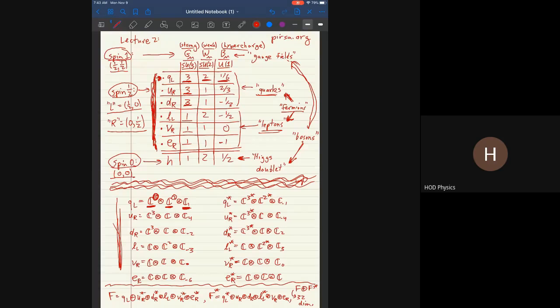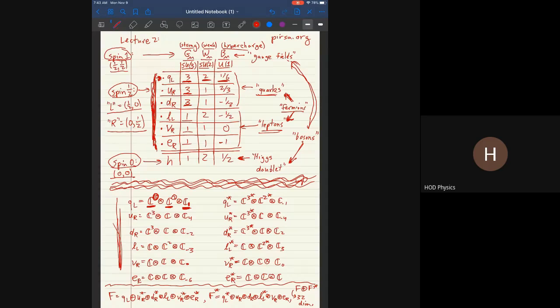Now here, the subscript is no longer the dimension of the vector space. This is to denote the hypercharge. So U1 acts on a one-dimensional complex vector space, and it just acts by multiplying that vector space by a phase, by a complex phase, e to the i phi.